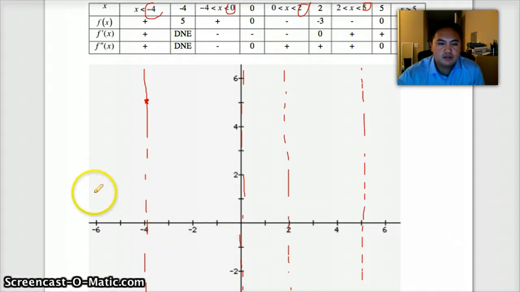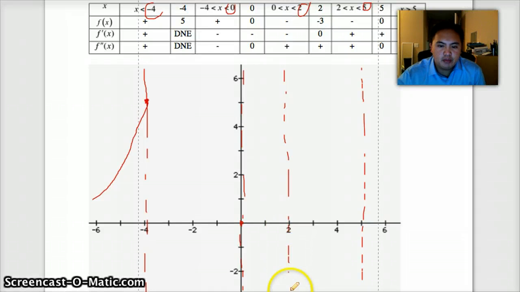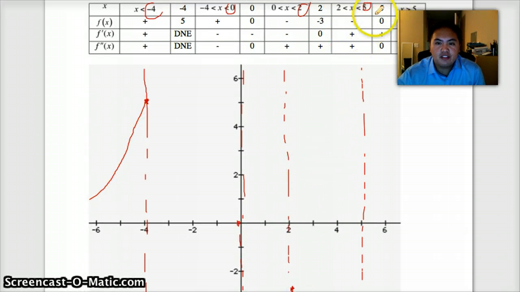I'm going to draw like so. Alright, now moving on. To make it easy for you, let's just go through all these points. Here I have 2, -3. Sorry, it's supposed to be 2, -3. And then I have 5, 0. So at 5, I'm going to have a point at 0.